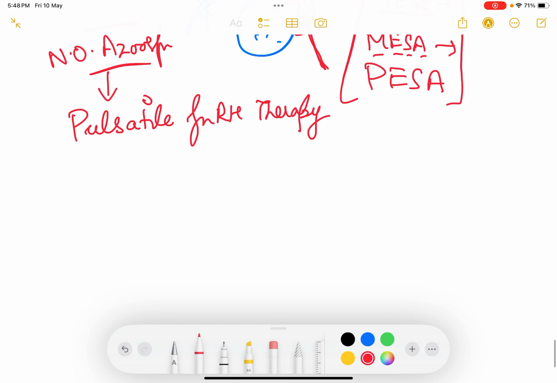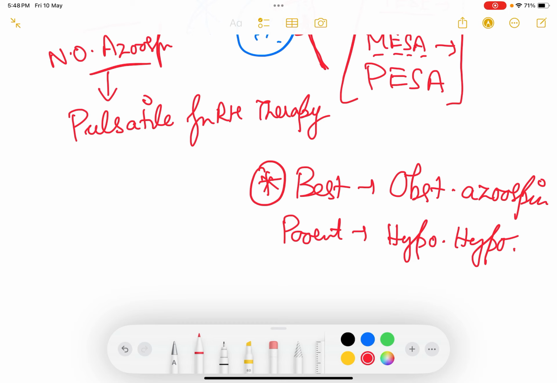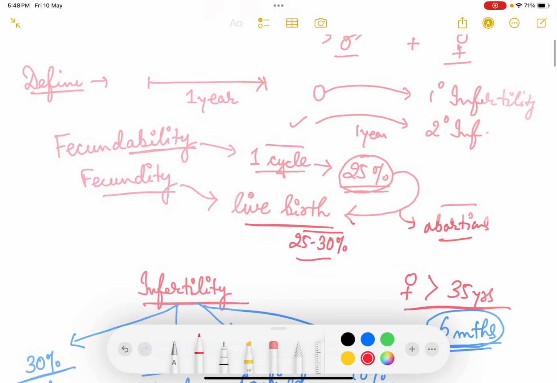So the best prognosis in azoospermia will be with obstructive azoospermia, because their hormone levels are all right. It is only the obstruction. So you have to just bypass the obstruction and extract the sperms. The poorest prognosis is hypo. It means the problem is from above, so treating from above, you will have to give all the hormones and bring them up. Okay, so non-obstructive azoospermia is associated with poor prognosis.